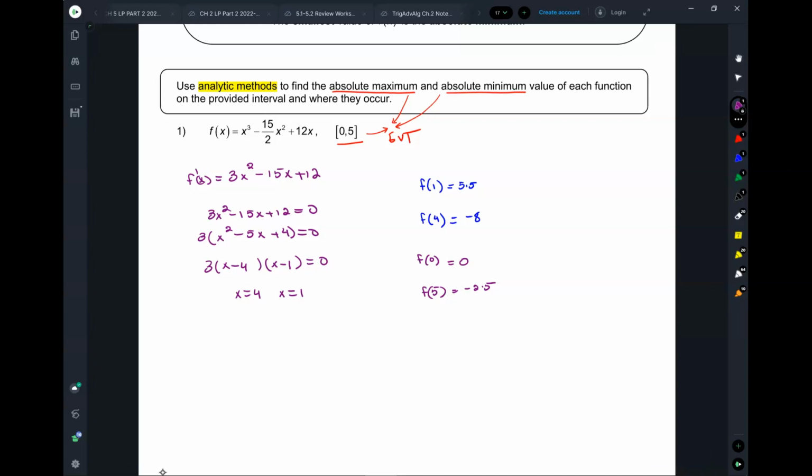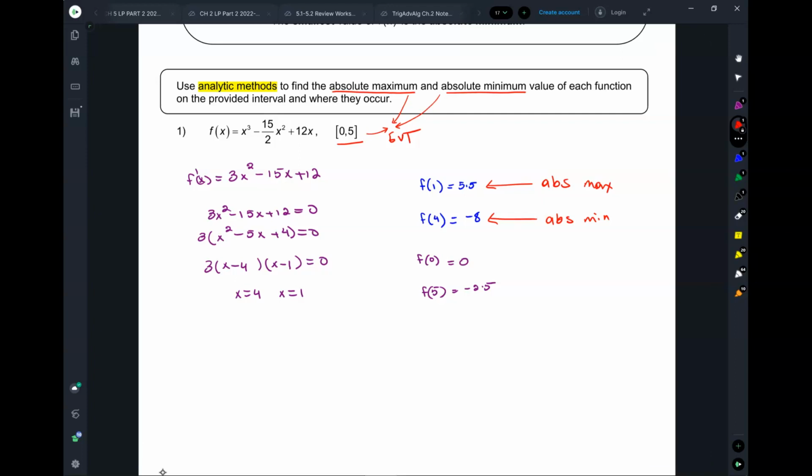So now, what are these? We're saying when x is 1, the y value is 5.5. When x is 4, the y value is negative 8. So these are the y values, right? This is the lowest of the y values. So that's the absolute minimum. And this is the absolute maximum. Okay? How does that look?